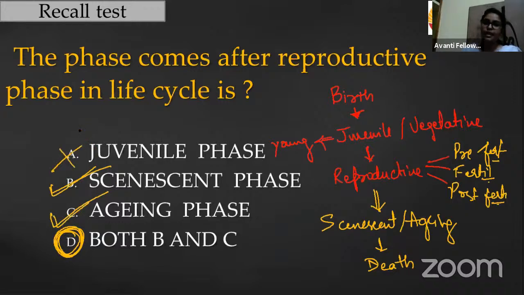Juvenile is the phase which is going to be present before the reproductive phase. Okay, so before the reproductive phase is juvenile, after the reproductive phase is the senescent phase. Okay, so this is a very easy question, nothing very difficult here.